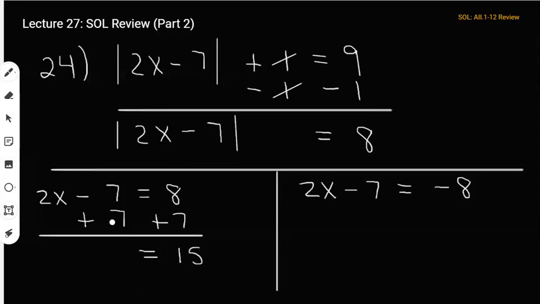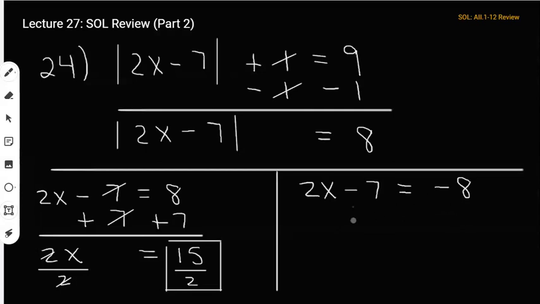I get 15 is equal to 2x. And then I can divide both sides by 2. That'll get rid of the 2's over here. I get 15 divided by 2, which is going to be my answer. I'm going to leave it as a fraction for now. But of course, you can write it as a decimal if you want.